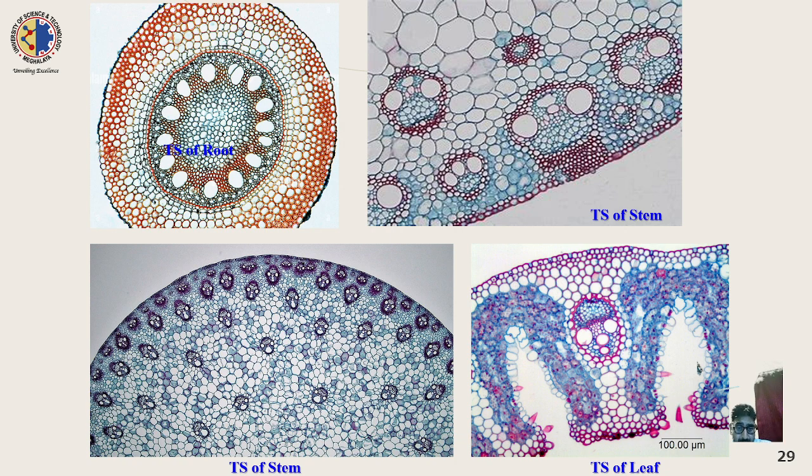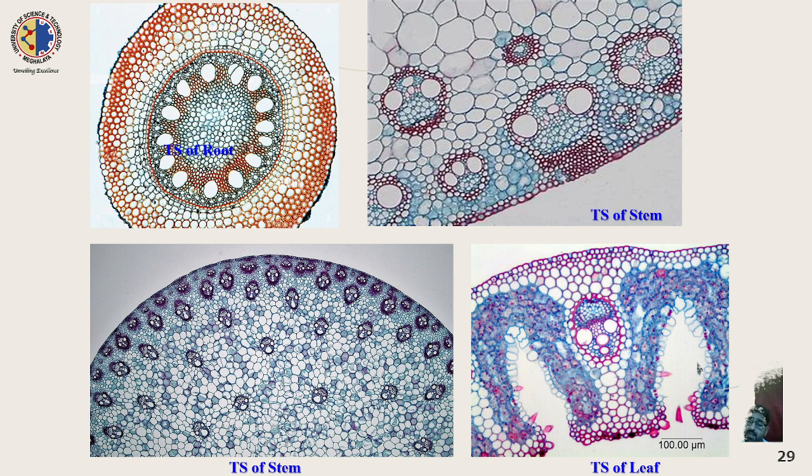And in TS of root, you will find different regions, different zones, like dermal tissue, ground tissue, and vascular tissue. But in TS of stem of Poaceae family, or all the monocots, you will not find any differentiating tissues. Now coming to the third last picture of this slide, that is TS of leaf.